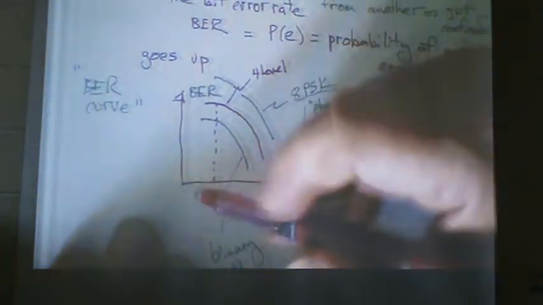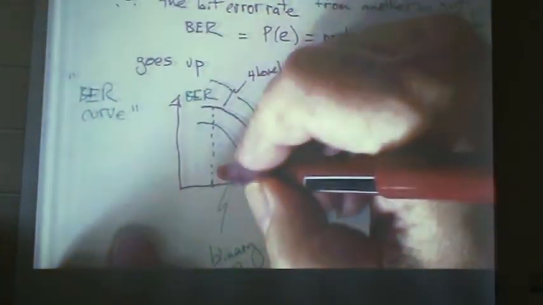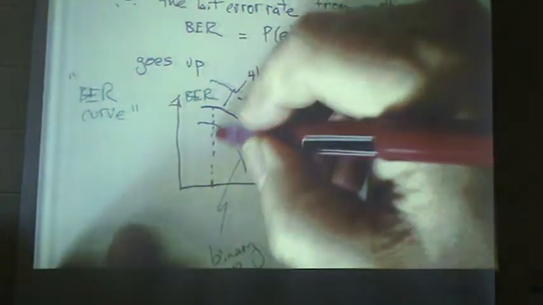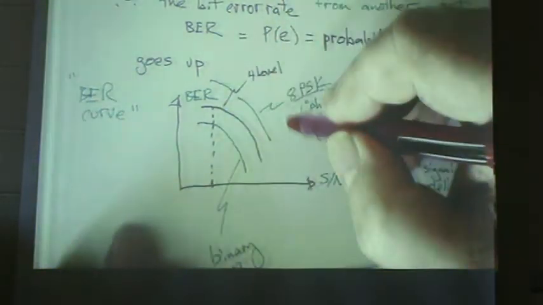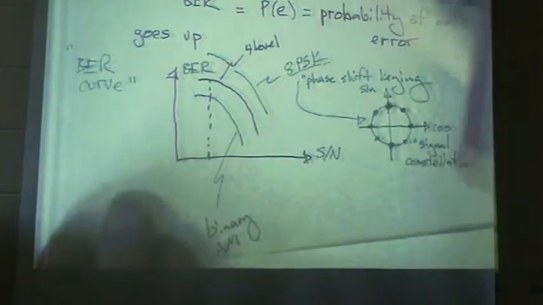So clearly at some fixed signal to noise ratio, putting in more and more states is going to increase the bit error rate. So the higher level modulation schemes are going to have bit error rate curves that are above the binary AM curve. Okay? So we went over all that before. I just wanted to give you a nice clean version of it.